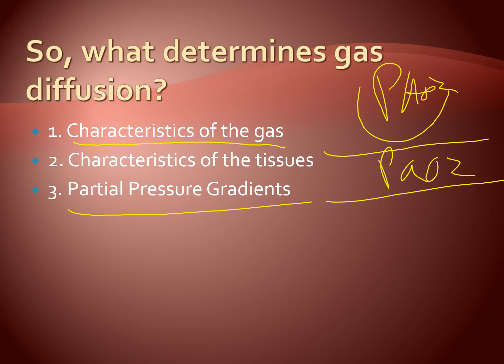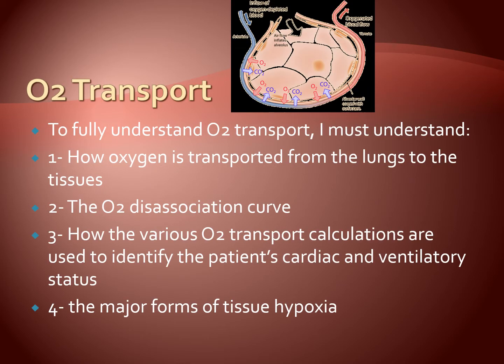The more we increase the PAO2, the more we increase that diffusion. That's Henry's law. Then the characteristics of the tissues, how thick the tissue is, that's your diffusion limitation. And the characteristics of the gas, that's where we talked about carbon monoxide as well as oxygen, different types of characteristics.